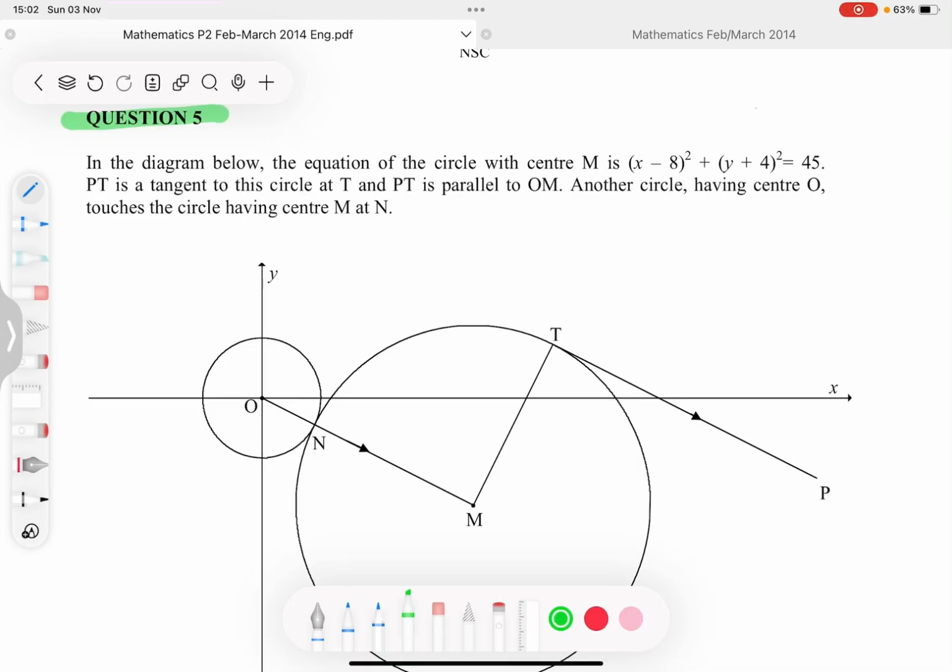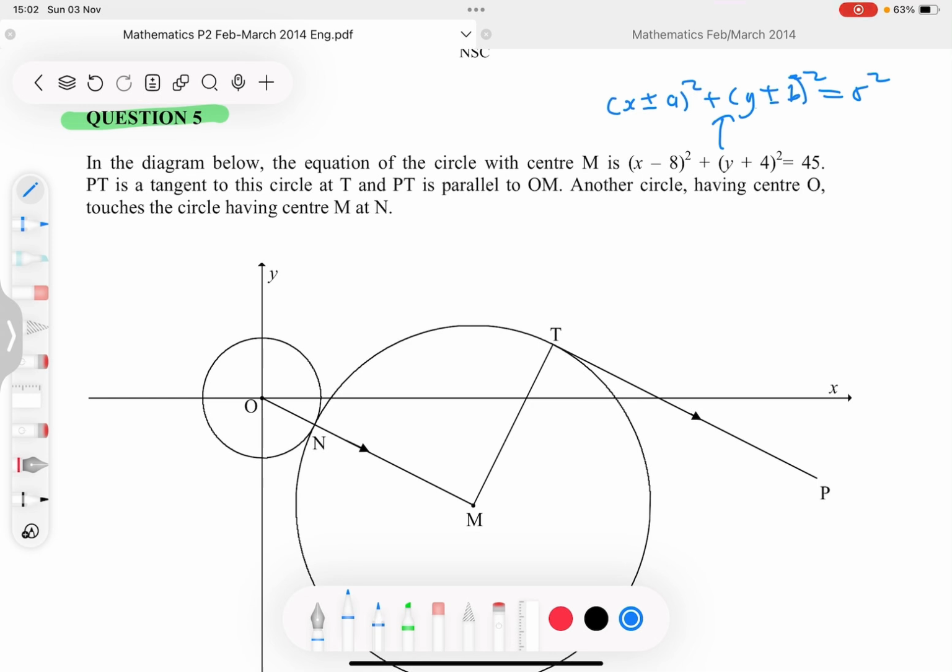We'll go straight to question 5. Now, in this question, it reads as follows. They say here, in the diagram below, the equation of a circle with center M is, and they've given us this equation here. Now, in this equation, we can see that we have a circle that is not at the origin because it is defined by the equation (x plus or minus a) all squared plus (y plus or minus b) all squared is equal to r squared.